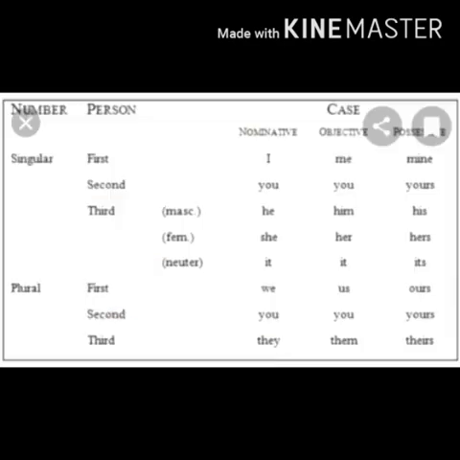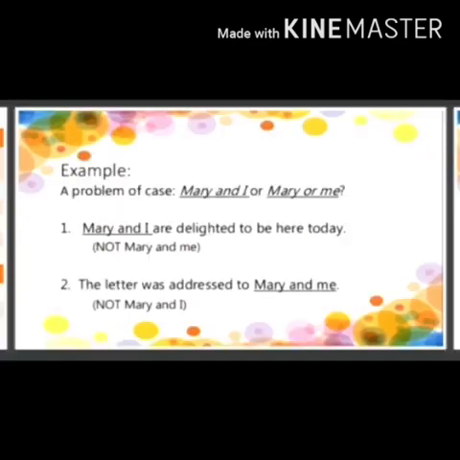Next is possessive case, when the pronoun shows possession. For example, mine, yours, theirs, hers and his. And third is objective case, when the pronoun is the object of the sentence. Example, me, them and him. See the case: a problem of case. Mary and I, or Mary and me?